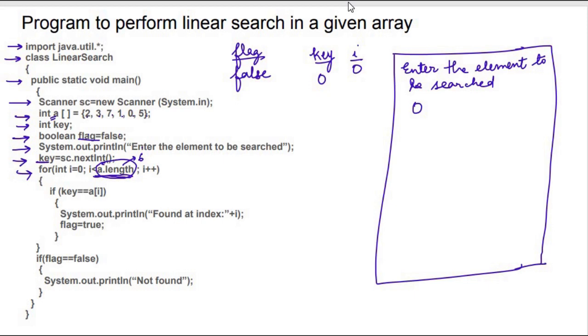This is 6. So the condition is I less than 6. In other words, I less than 6. I is 0. So yes, 0 is less than 6. Obviously, the condition is true. So it enters into the for loop.